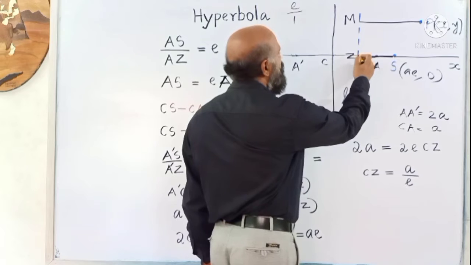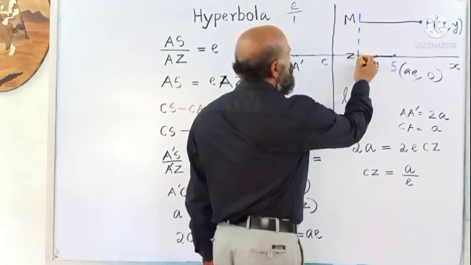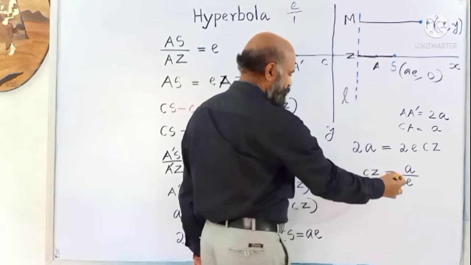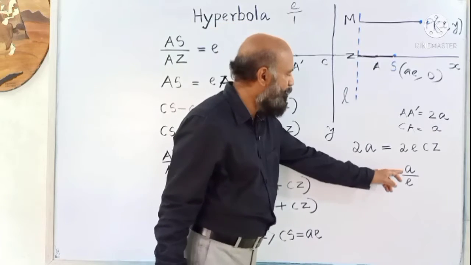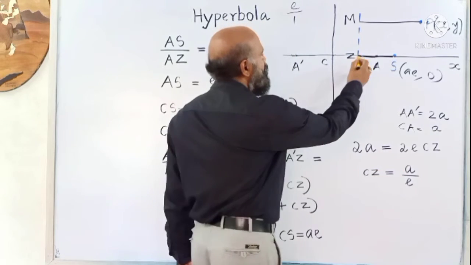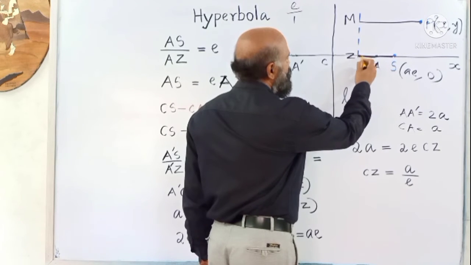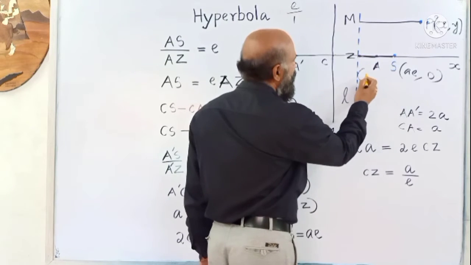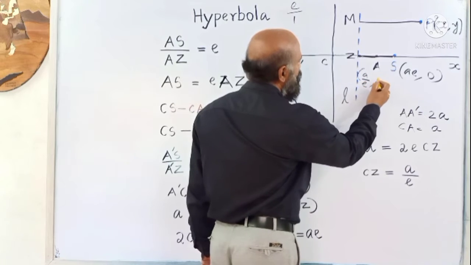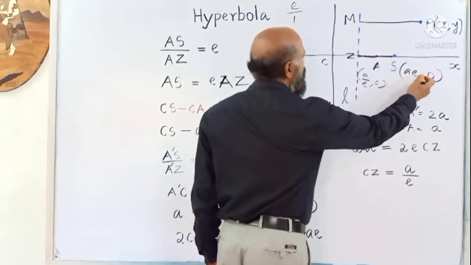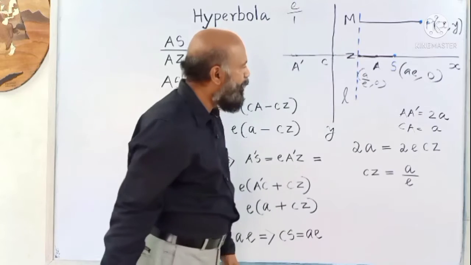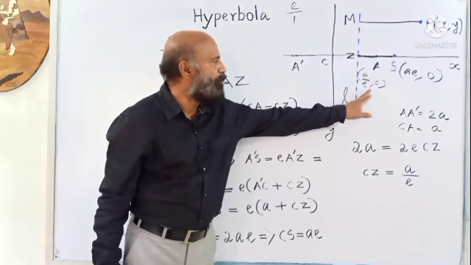So the coordinate of Z is A by E comma 0. It is on the x-axis, so the y coordinate will be 0. The coordinate of S is AE comma 0, and the coordinate of Z is A by E comma 0.